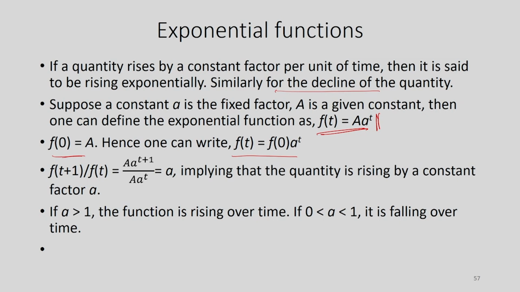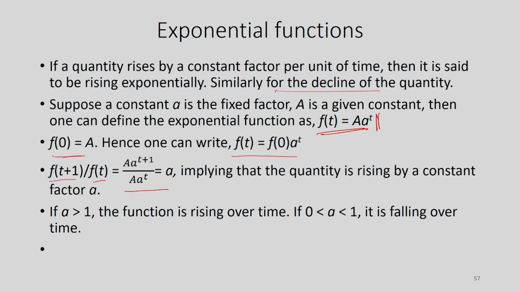And how do I know that indeed for this function the factor is equal to small a? I said that it rises or declines by a factor, and that factor is small a. What is the proof of that? You take two values of the function at two successive times, f of t plus 1, and divide that by f of t, and if you do that you will get small a. And since small a is constant, that means from one period to the next, the rise is also by a constant factor. What about the rise and fall of this function?